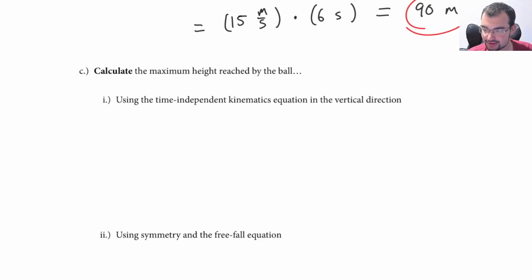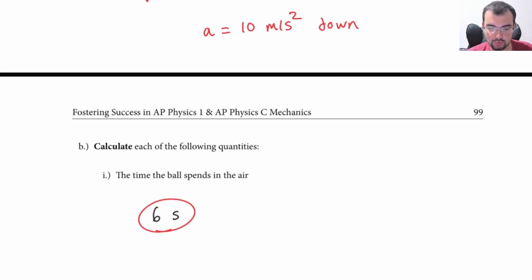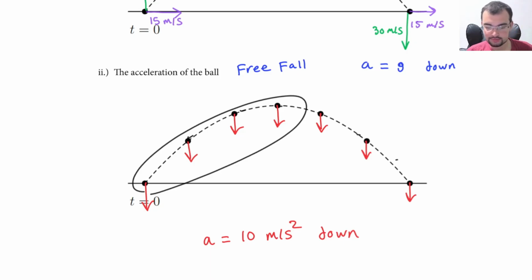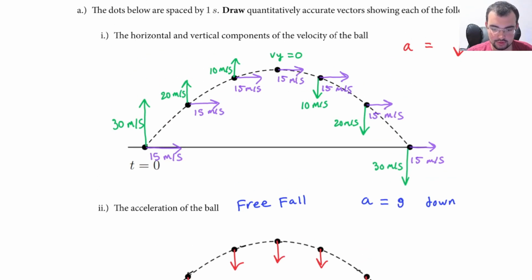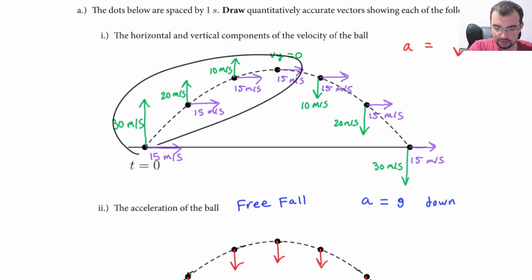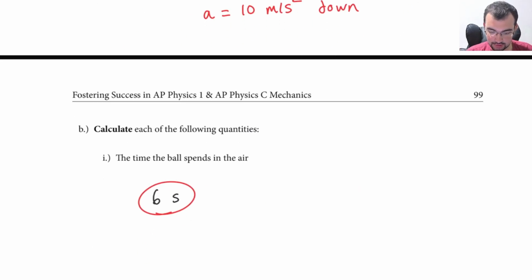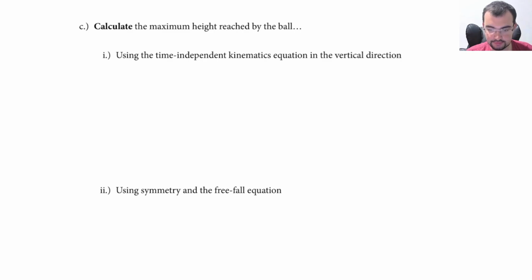Now let's find the maximum height a couple different ways. So first we're going to use the time-independent kinematics in the vertical direction. So when does it reach max height? Well, it reaches max height right here. So we're going to look at this segment of the motion. Might help actually to look here, because we have our velocities. So we can see that the y velocity starts at 30 and ends at 0 at that point. So we could use, it says use the time-independent kinematics, which is this one.